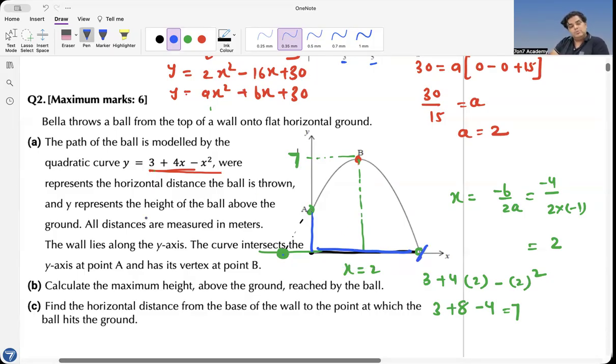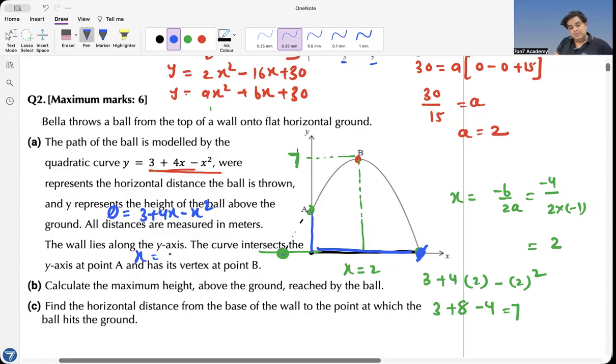To get the x-intercept, you have to plug in y is 0. Because at that point, what is y? Y is 0. So 0 is equal to 3 plus 4x minus x square. So factor out minus. So x square minus 4x minus 3 is equal to 0. So x square minus 3x minus, no, that's wrong. So you have to use the formula to get x. Yeah, I use the formula.